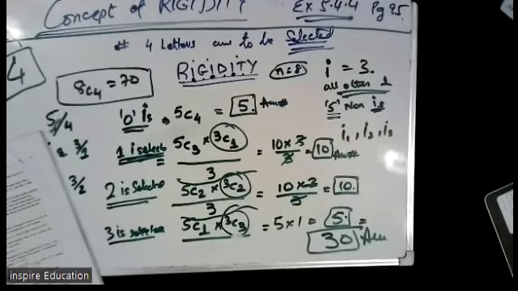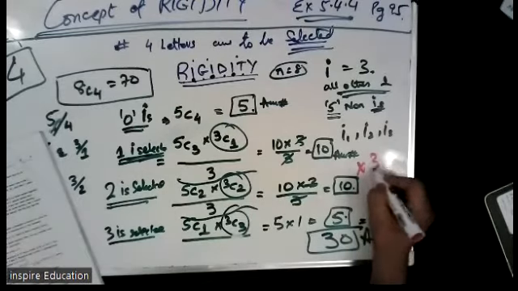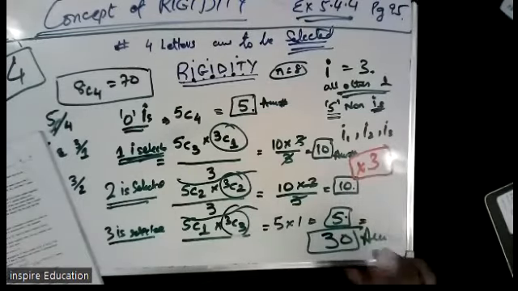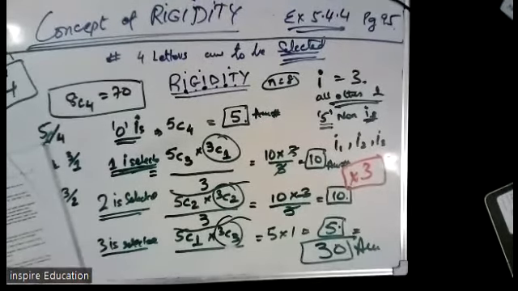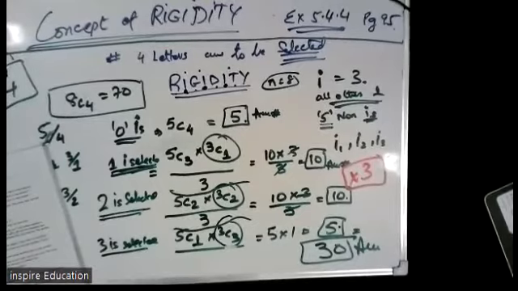Do this question. You must do this question 3 times without looking, or the final one should be without looking at all, and you get a perfect answer of 30. The answer is perfectly 30. Okay? This is the concept of rigidity. It's a 10-minute concept. It's highly advisable that all students read the question from the book.